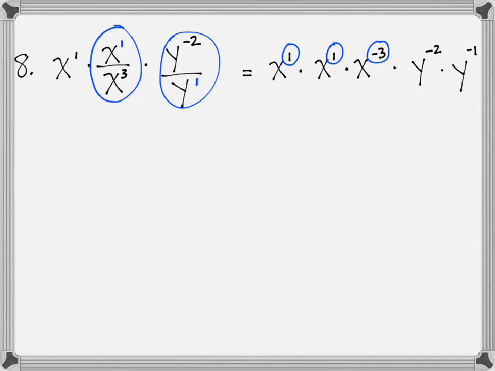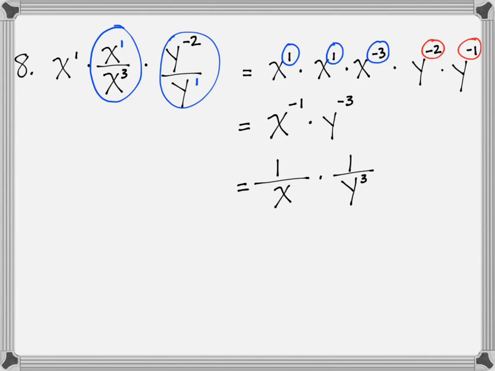Like bases of x, I'm going to add those exponents. Like bases of y, I'm going to add those exponents. So I have x to the negative 1 times y to the negative 3. This is a perfectly fine answer, but if you don't want it written with negative exponents, well, x to the negative 1 is 1 over x, and y to the negative 3 is 1 over y cubed, and so we can multiply those together. And now we have an answer that has no negative exponents. Those are problems 3 through 8 in the review sheet.